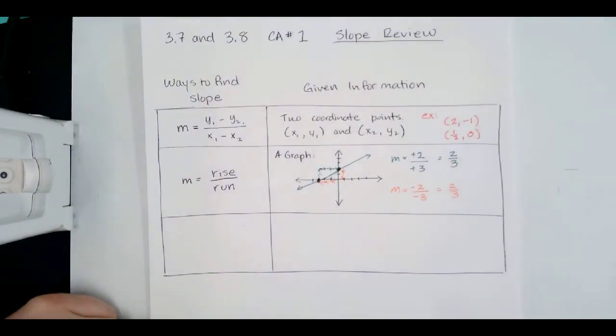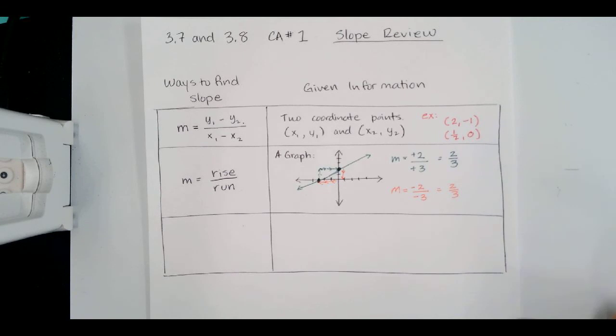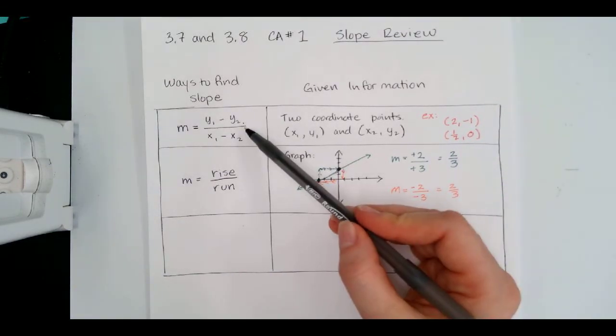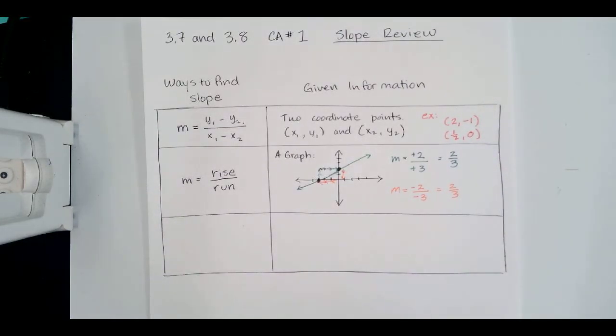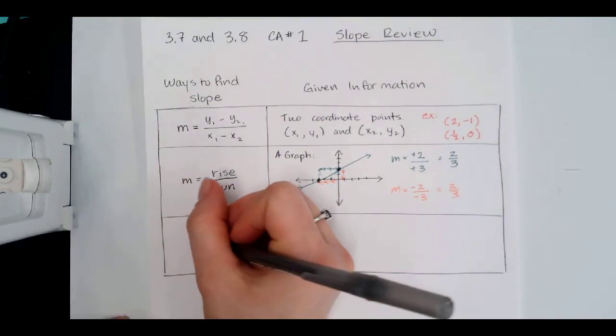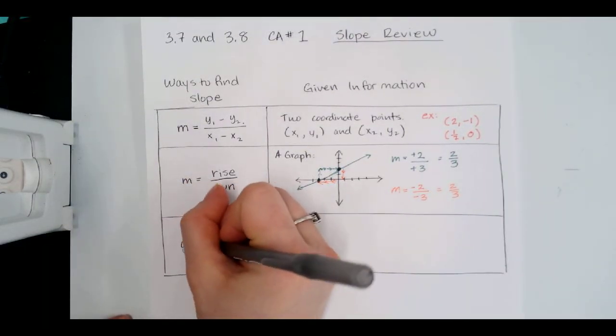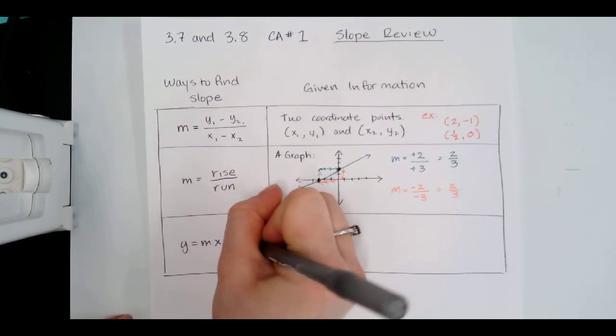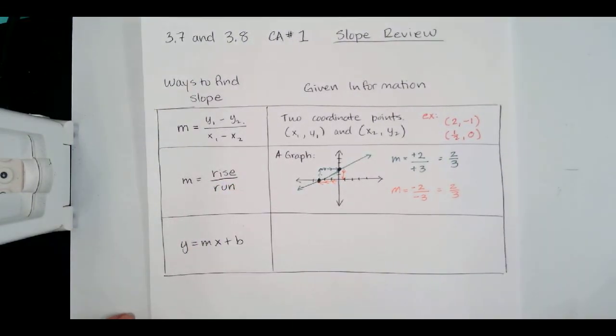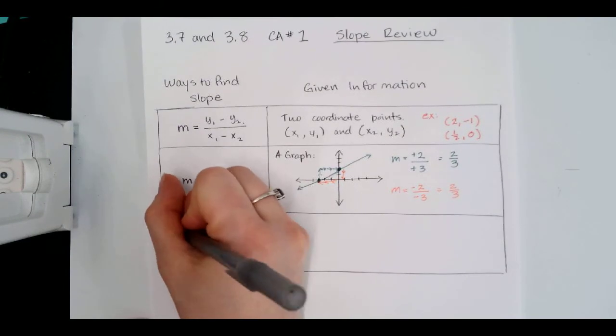Best time to use rise over run. Okay, so we've covered the first two methods. This one, the formula, this one, rise over run. The last one is actually an equation. Okay, so y equals mx plus b. And this little guy is called the slope-intercept form.